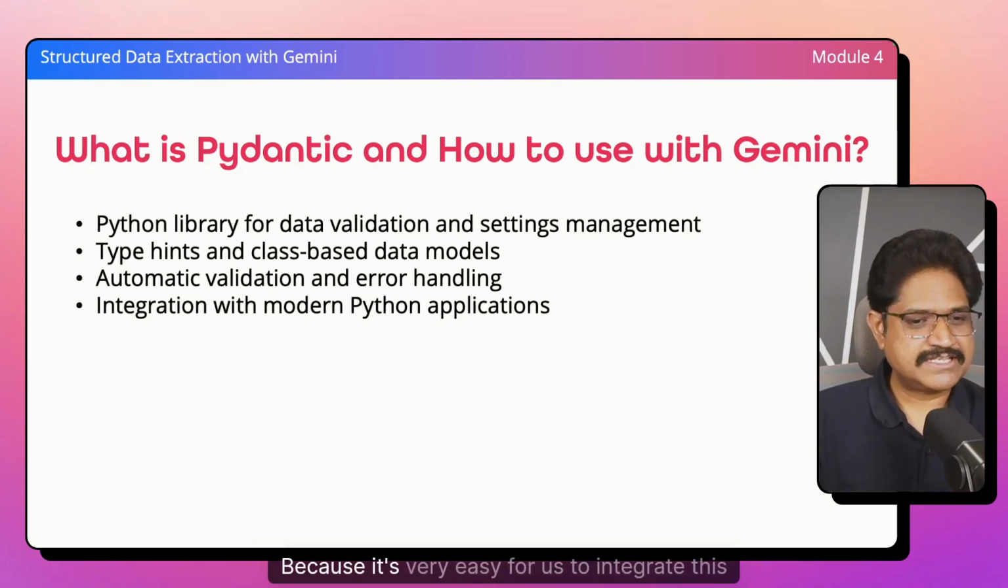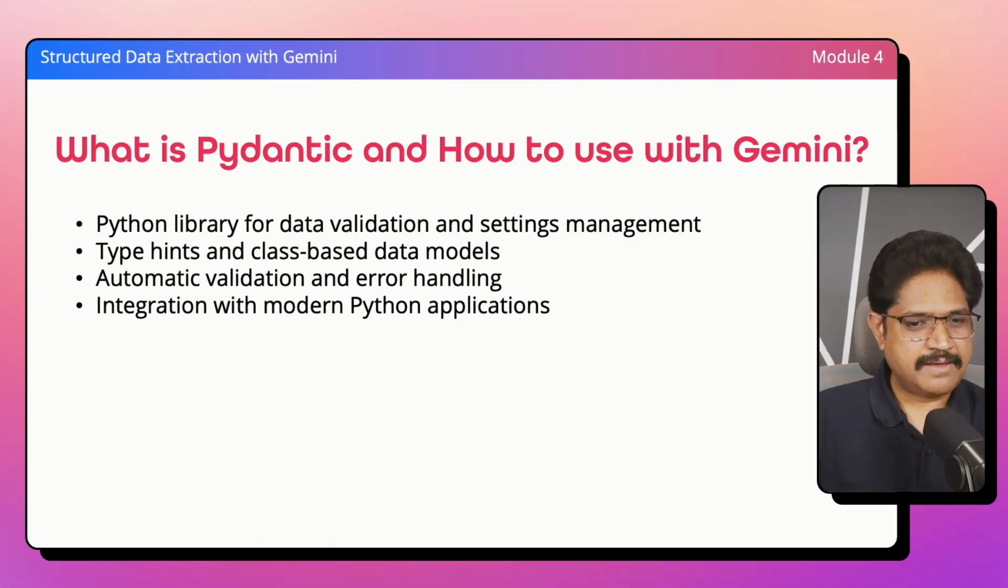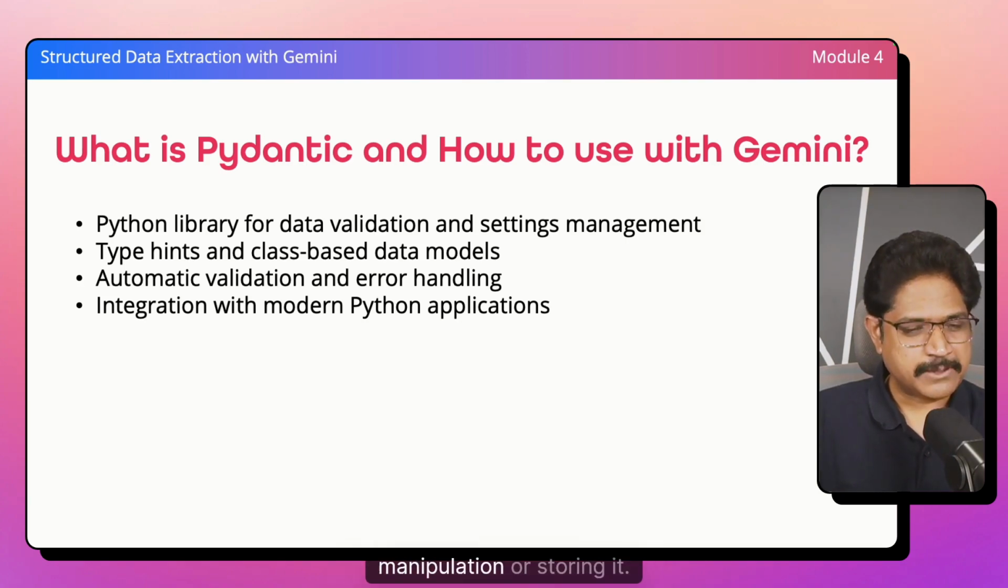And why do we need this? Because it's very easy for us to integrate this with modern Python applications. Apart from JSON, you might want to convert this data into much more native Python data types and data structures so that it is easy for you to iterate, manipulate, and eventually augment the data and then process it, store it, do whatever you want to do with it. So Pydantic is a Python native mechanism to define a data structure and then use it to populate and enforce certain settings, which will make sure that you have valid data types and valid data before you can take it forward, either through processing, manipulation, or storing it.